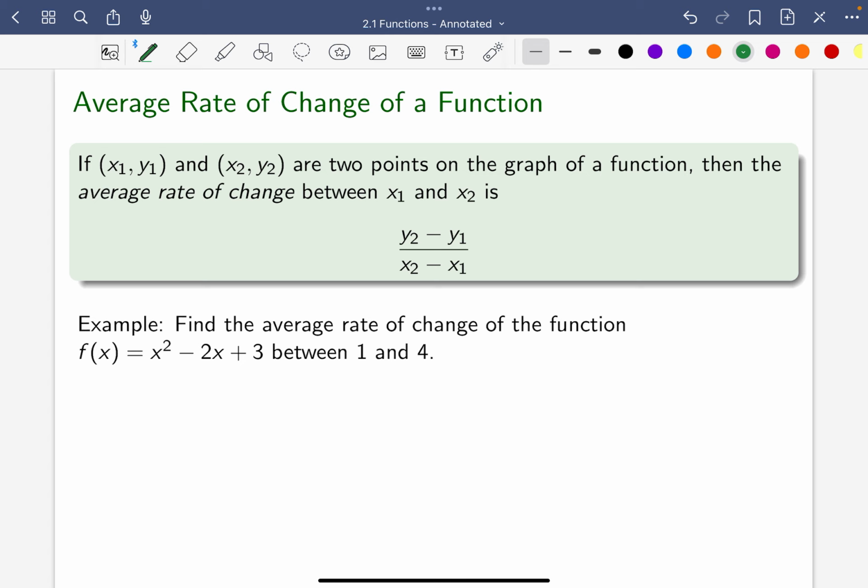In this video, we're going to take a look at the average rate of change of a function. So we will start by defining that average rate of change.